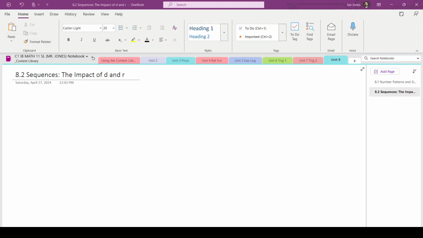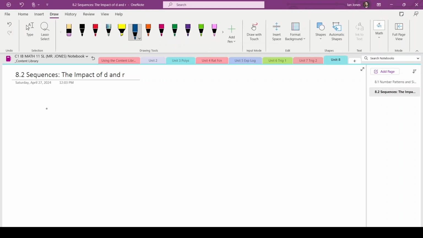In this video, I'm going to talk about the impact of d and r a little bit more. d being the common difference for an arithmetic sequence, and r being the common ratio for a geometric sequence. I'm going to talk a little bit about diverging and converging sequences when it comes to geometric sequences. We're going to touch a little bit on calculus, a little bit about limits, and then at the end I'm going to do a few examples of geometric sequences.